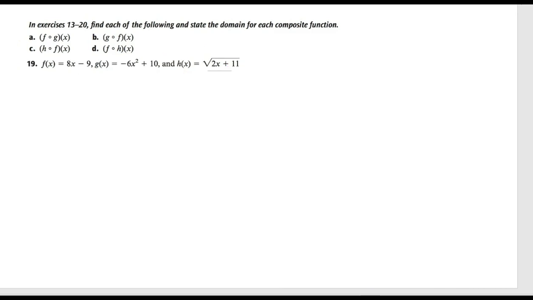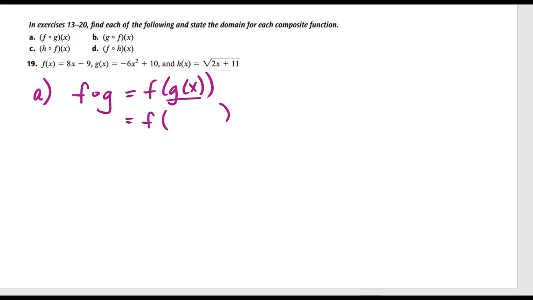Our next problem asks us once again to find those composition functions, okay? Composite function of A will be, it says f composed with g. We can rewrite it like this if it makes more sense to us. Okay, the function g of x is now the input for f. So I like to rewrite it like this. Instead of g of x, I write what g of x is equal to, negative 6x squared plus 10. So now I'm going to look at the function f.